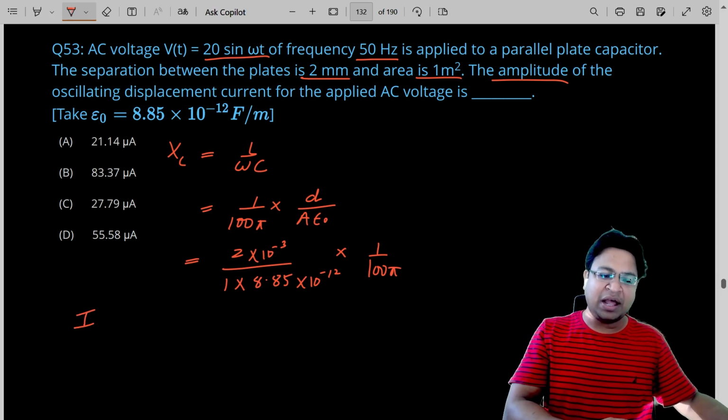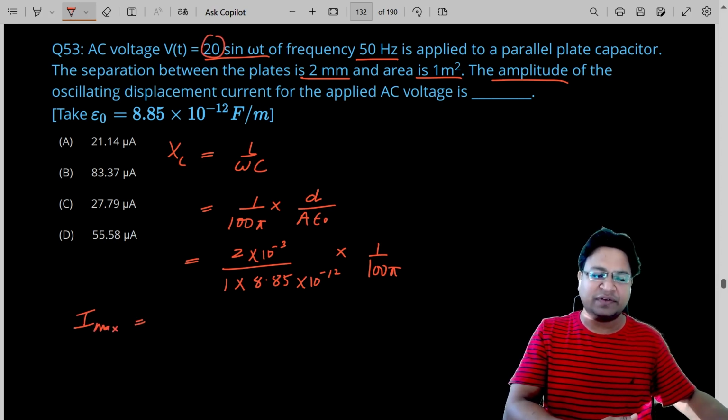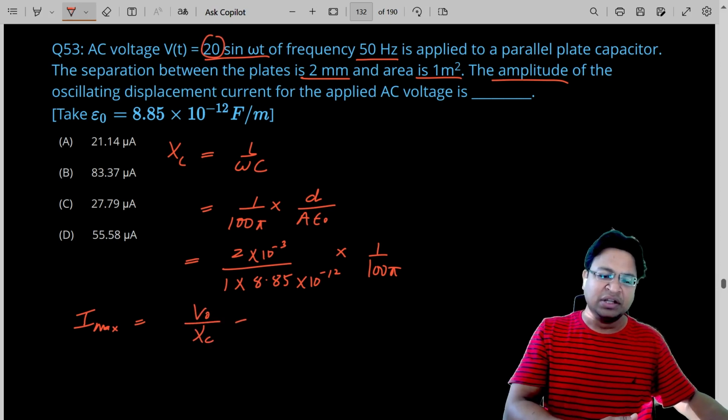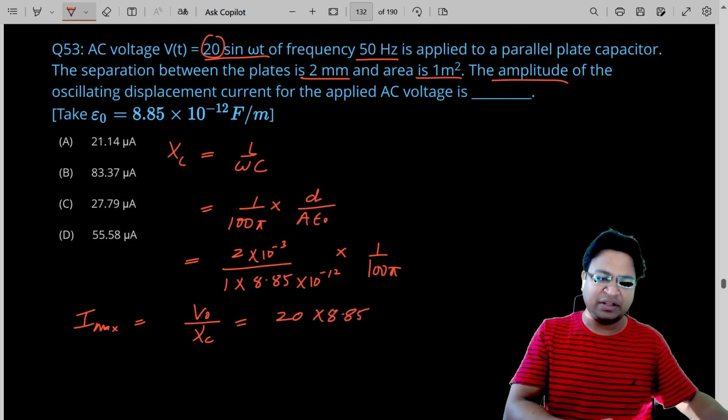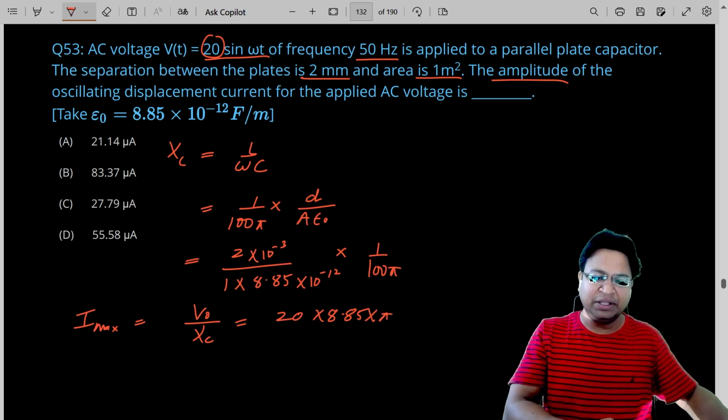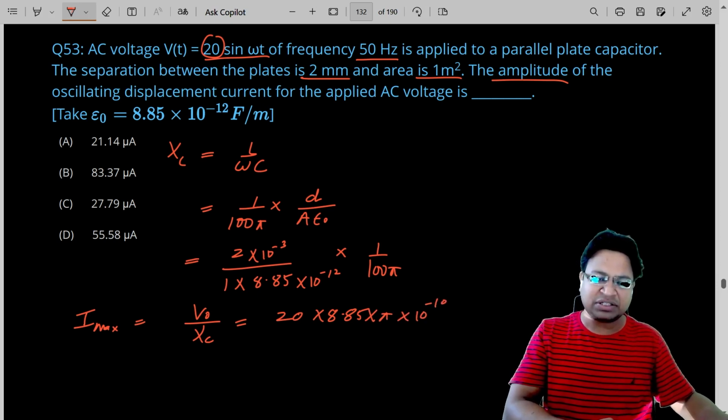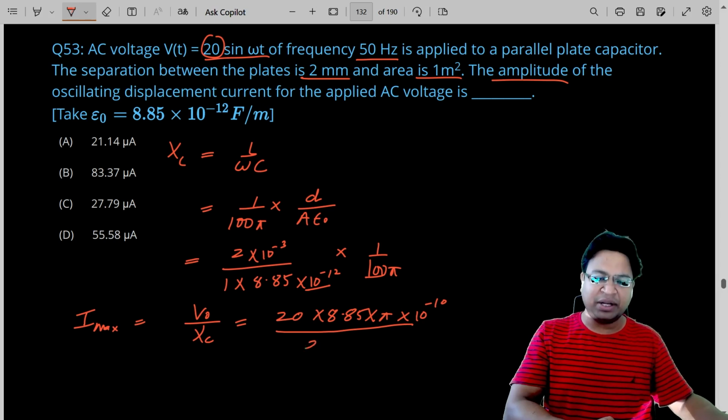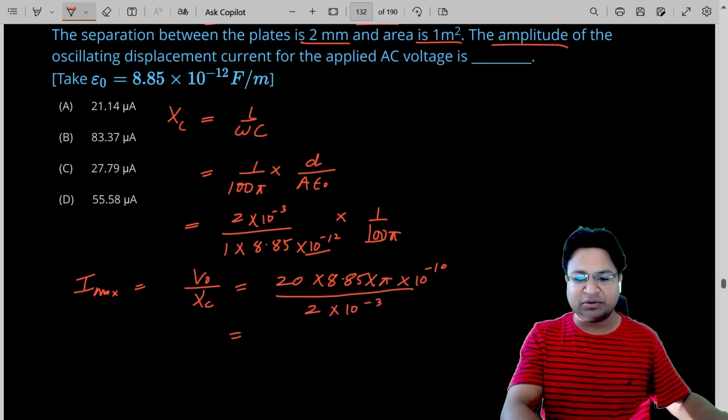The maximum current will be given by the peak value of the voltage, which is 20, divided by Xc. So this calculation will become 20 into 8.85 into pi into 10 raised to power minus 10. I've adjusted the minus 12 in this. So 20 divided by 2 into 10 raised to power minus 3. Now we have to finish this calculation.